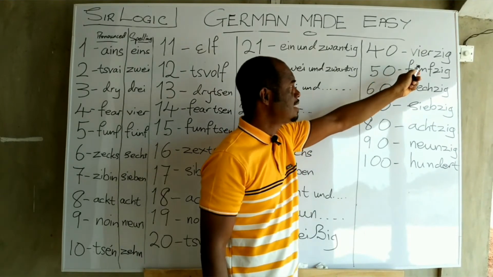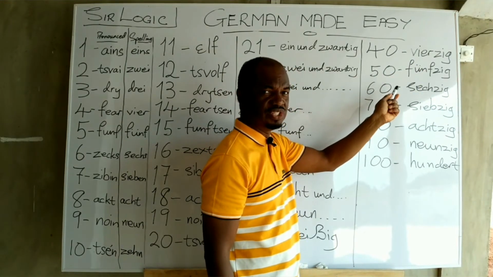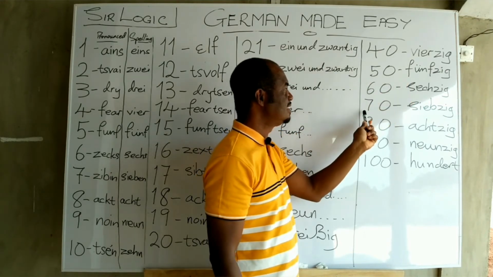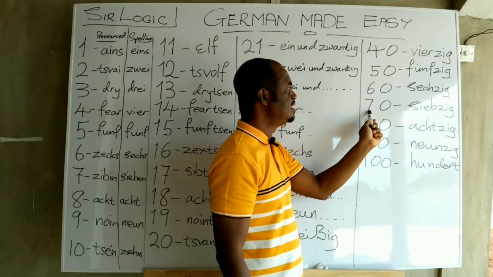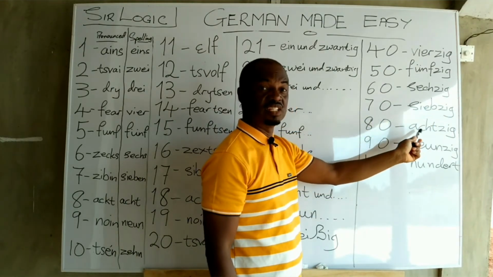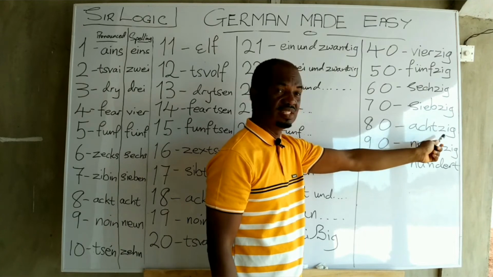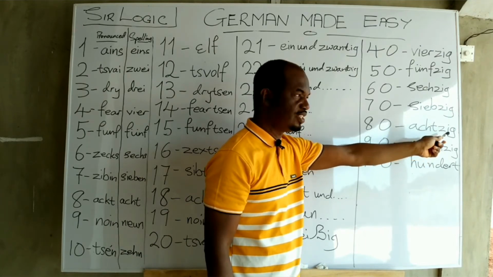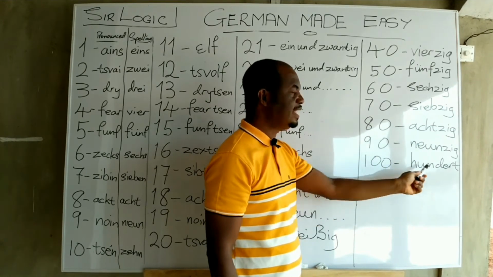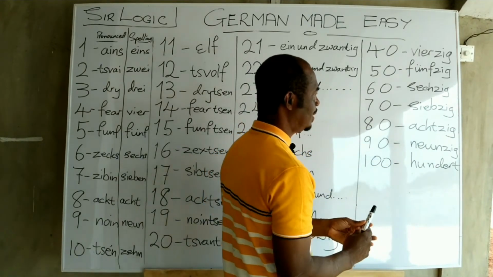50. I told you this has umlaut. 50, 60. 70, 80, 6. This is TS, 6. 80, 90, 100. So let's go once again.